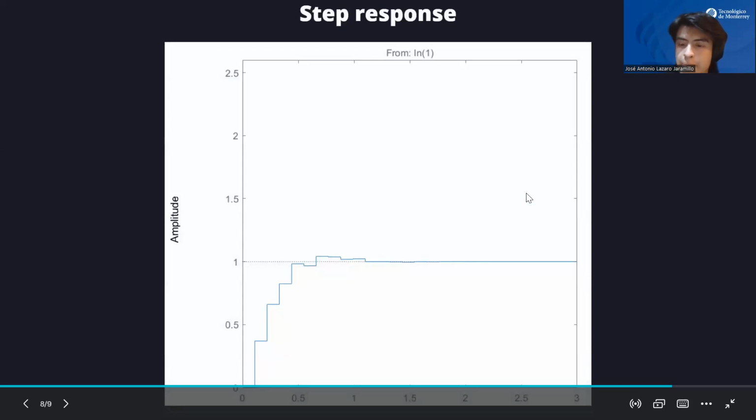So after analyzing the diagram, I analyzed the step response. In this step response graph, you can see how the settling time is less than 2. So with this, we can confirm that the model is correct. This means that the system approached stability in less than 2 seconds.